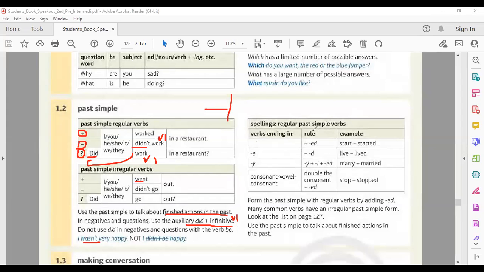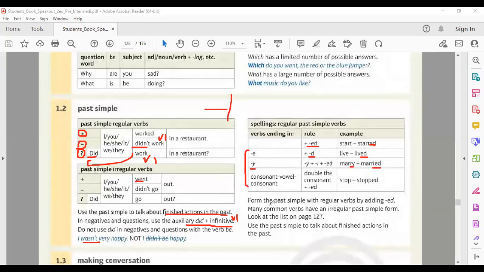Now we're done with this. Now we have some rules to add the ed, not just we add it haphazardly. So with verbs in general, we add ed. Start, started. This is the general rule. What are the exceptions? When you have a verb ended with e, you only add d. For example, live, lived. When you have a verb ending with y, we add ied, but if it is preceded by a consonant, like marry, married.